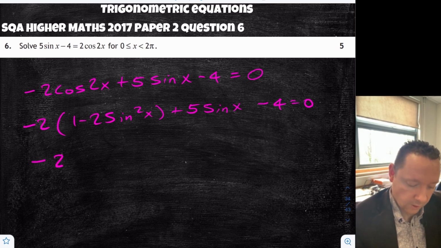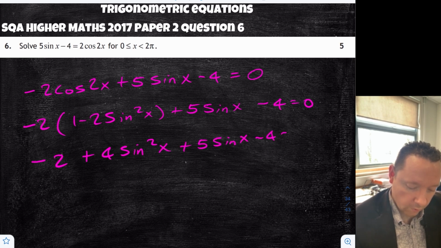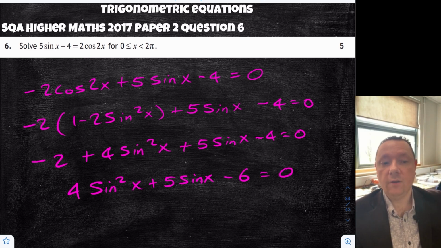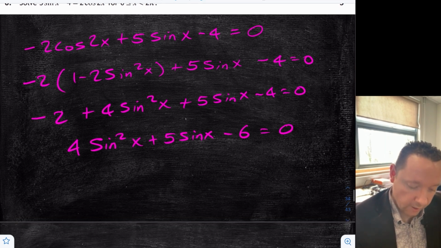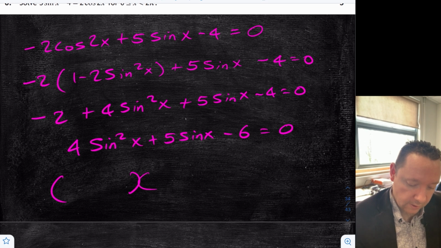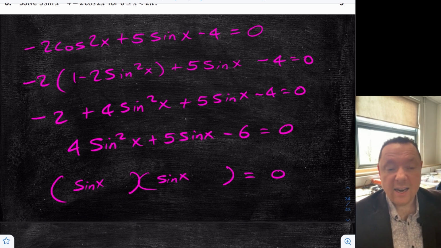Expand the brackets, we get minus 2 plus 4 sine squared x plus 5 sine x minus 4 equals 0. Tidying it up and getting it in the correct order: 4 sine squared x plus 5 sine x, minus 4 minus 2 is minus 6. No common factor there, but usually this will be factorizable, so let's double check. So this is like 4x squared plus 5x minus 6. So double brackets, nice and big. We're going to have something sine x instead of x, and then it's a case of trial and error.